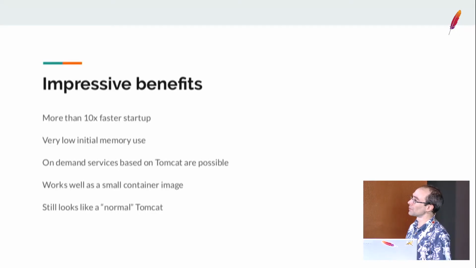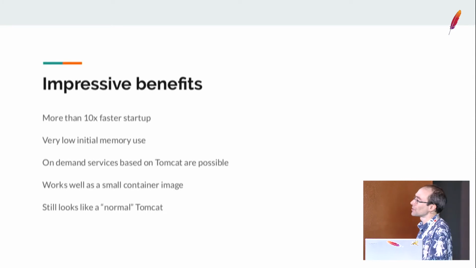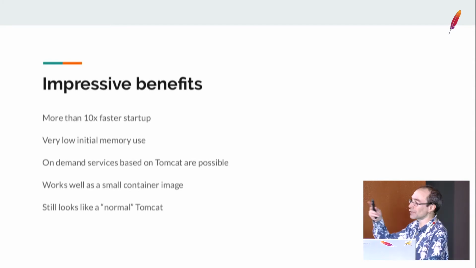So the benefits, as you could see, the startup time is more than 10 times faster. The memory use is very low, at least initially. And it means that in most cases, unless the web app startup time is really long, on-demand services are possible if you're allowed to sacrifice 50 milliseconds for a first request, basically. It works very well as a small container image, if you don't need TLS mostly at this point. I really hope these 2 major issues in Graal are resolved sooner rather than later.